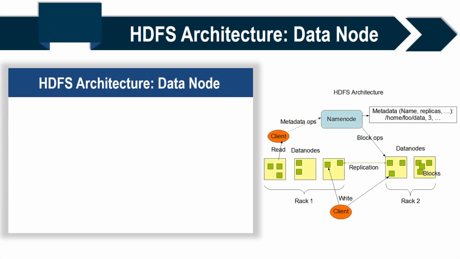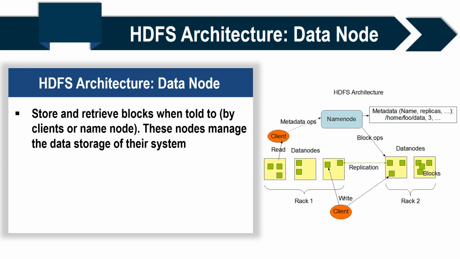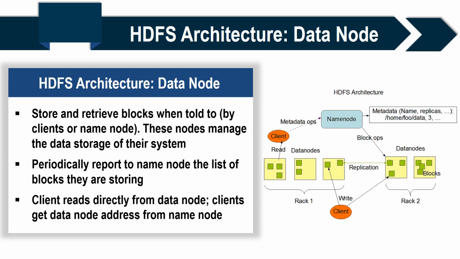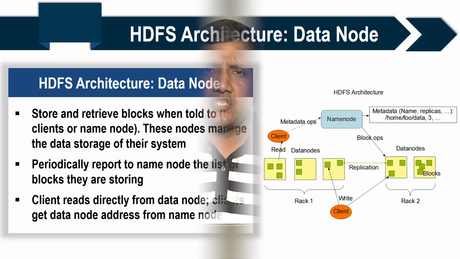The data node is where we store and retrieve the data in blocks, and it periodically reports to the name node the list of blocks being stored in the data node. The client can directly access the data node, and most of the actual processing of the application happens on the data node. So we have seen the first aspect, which is HDFS and its architecture. Now let's look at MapReduce.